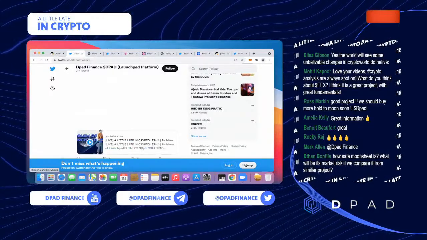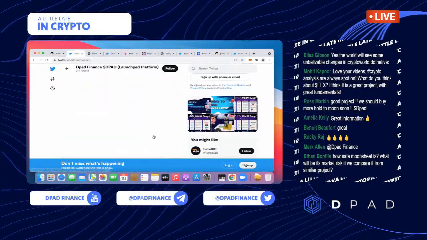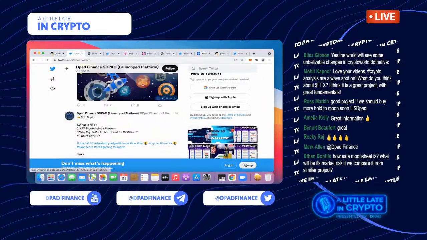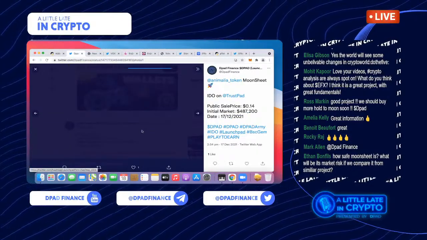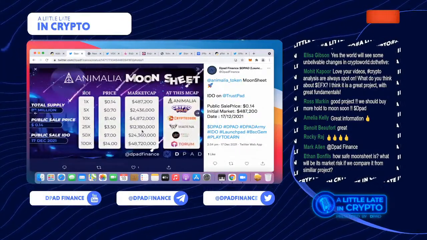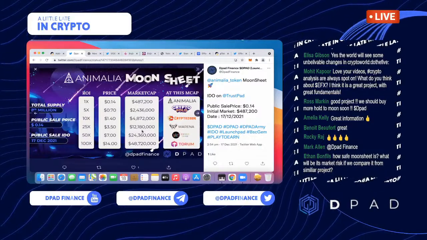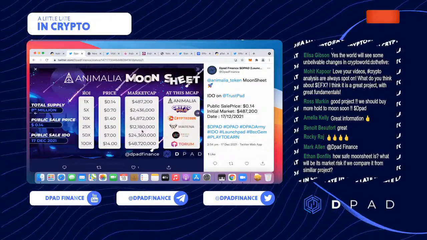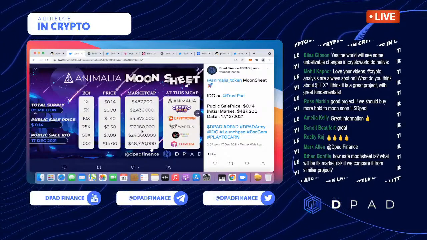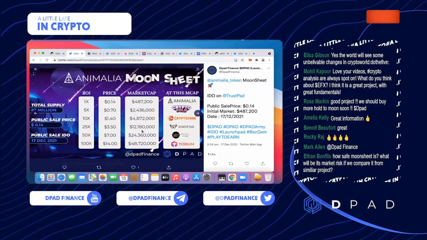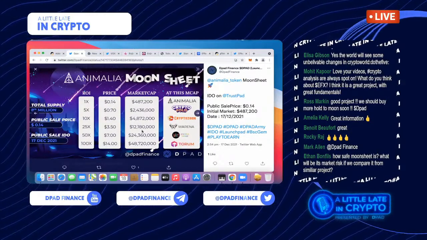Anyway, let's do the Animalia. I do trust that. Okay. Well, right off the bat, I see that one is realistic. It goes from 1 to 100, and the market cap maxes out at 48 million, which is not astronomical.